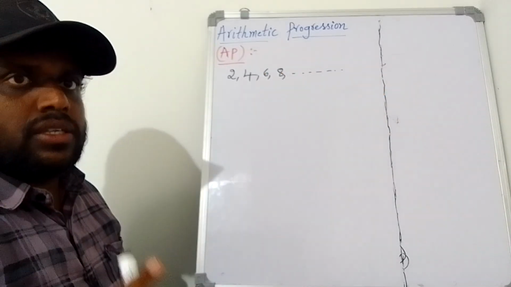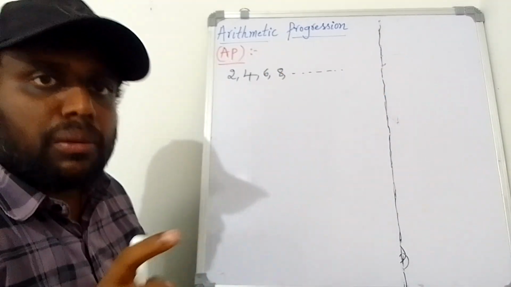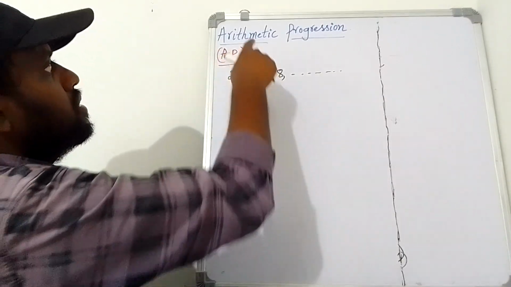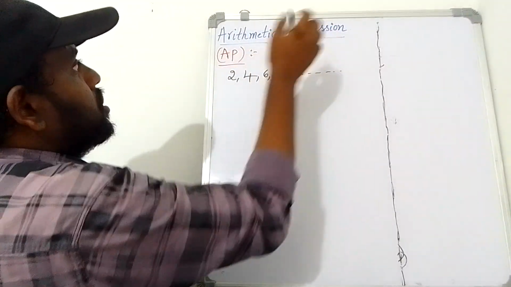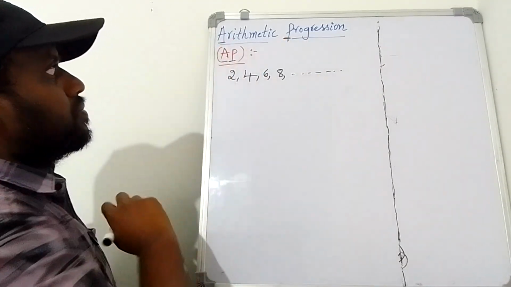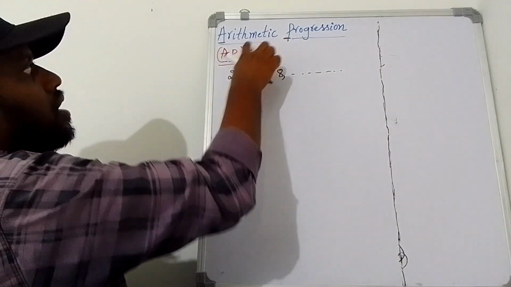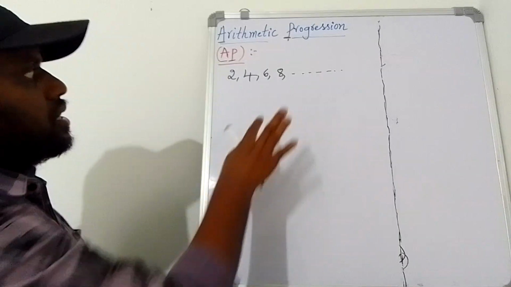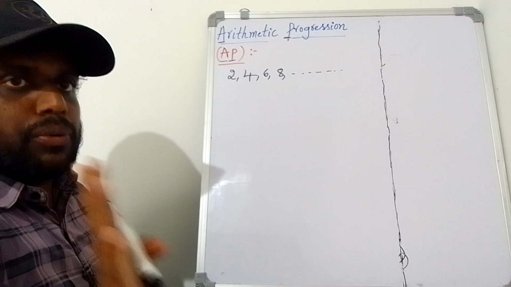Now the point is when this list of numbers will become an AP. AP means arithmetic progression. AP is the short form of arithmetic progression. Now, when will this list become an arithmetic progression?